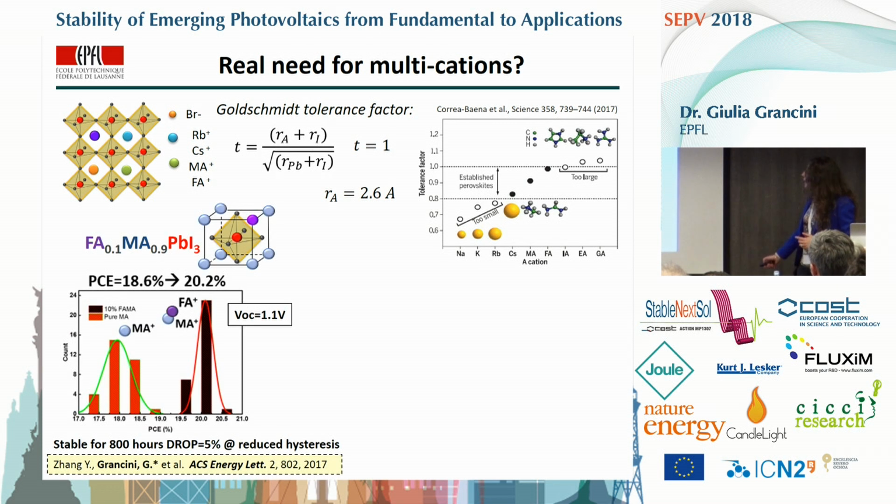However, maybe we are not completely sure that this cation cascade is really needed to get efficient and stable solar cells. Indeed, we are also working on a simple configuration using only 10% of FA in the mix, and we got nice devices with, again, around 20% efficiency and good stability.